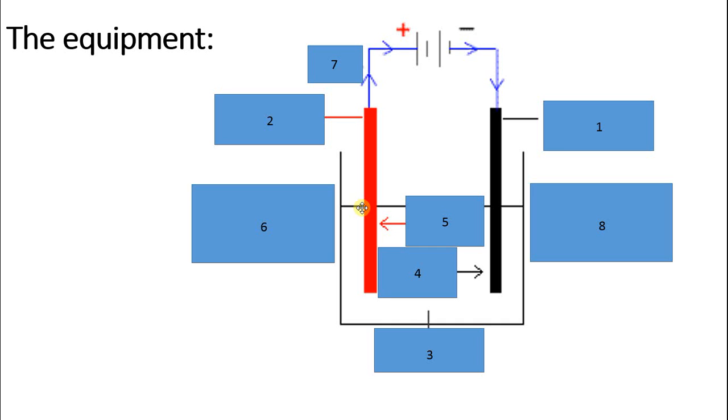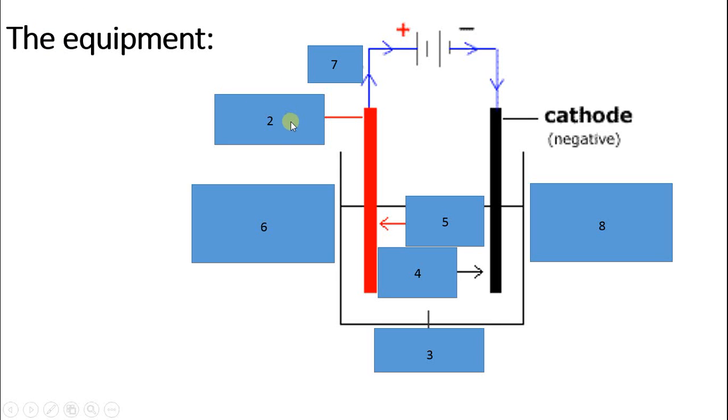Okay, so let's have a look. So number one is pointing to the cathode. The cathode is the electrode that is attached to the negative end of the terminal. So if we look up here at the top, we've got the negative side of the power pack or the batteries, and the negative electrode is attached to that. So that makes it the cathode.